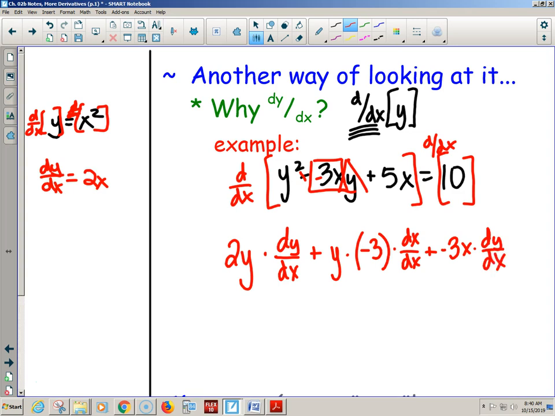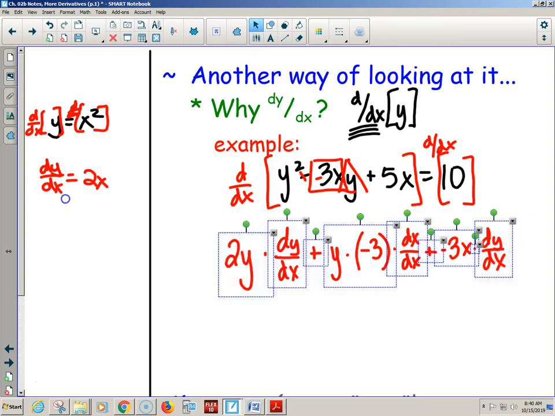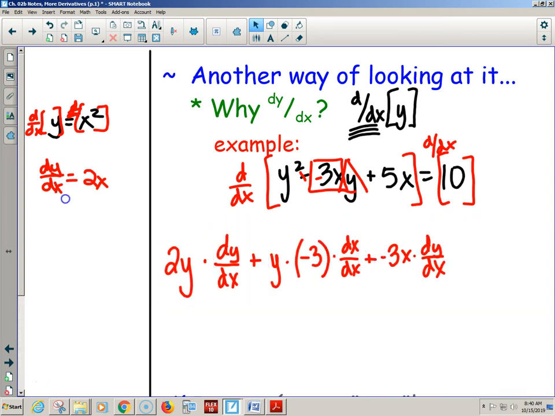Whew, it's getting long. I'm not done yet. What else do I have to do? Take the derivative of the constant. Derivative of 5x is 5. You could write dx/dx, but do you really need to? No. Equals. Careful, this is the second most common mistake in this entire problem.